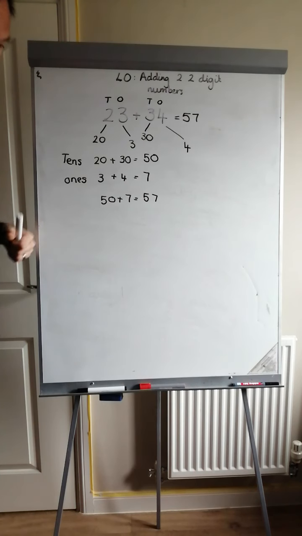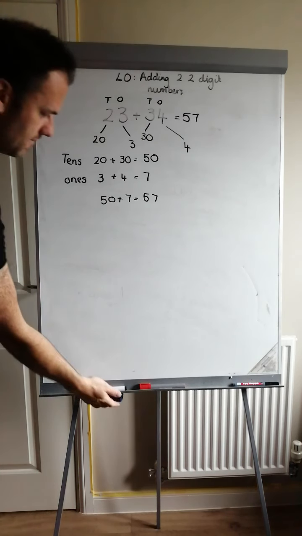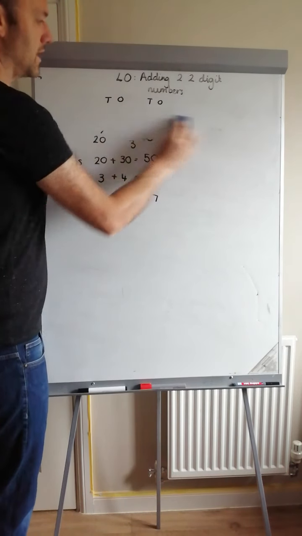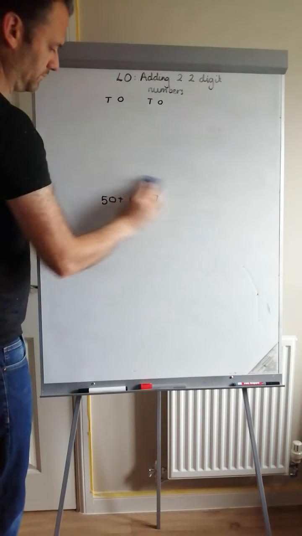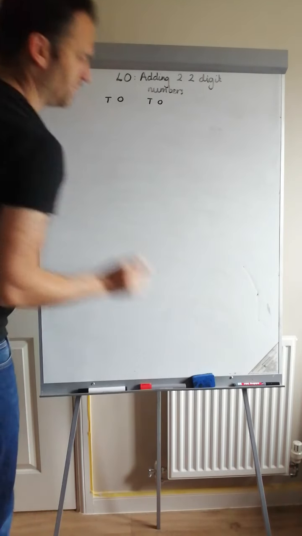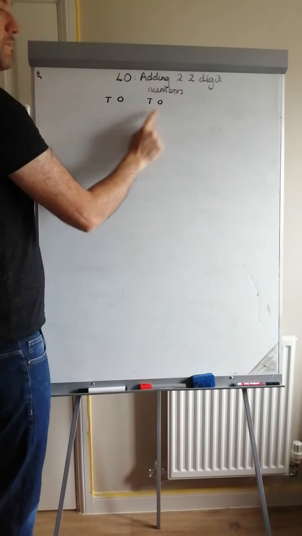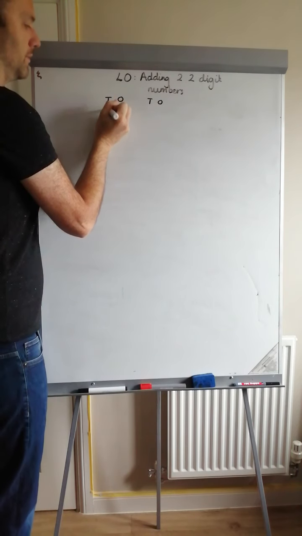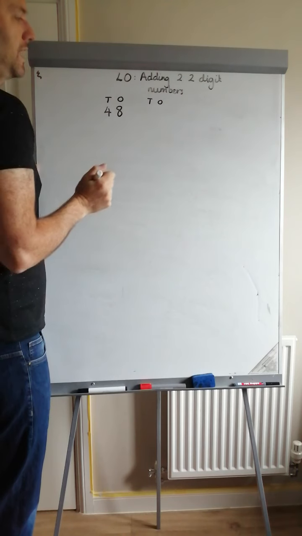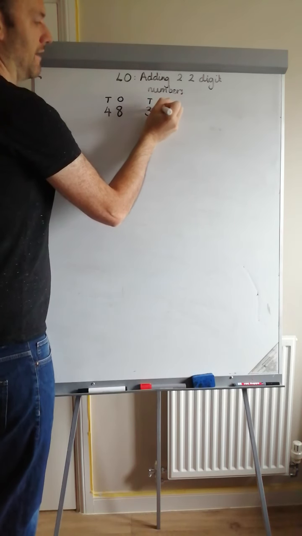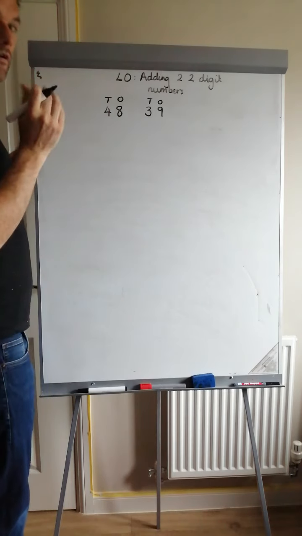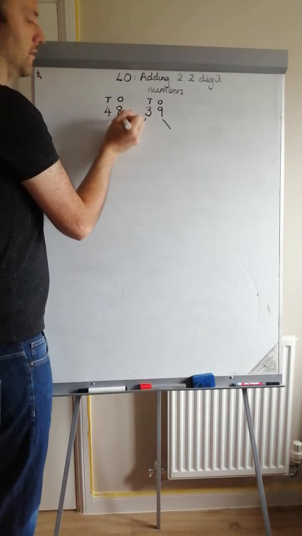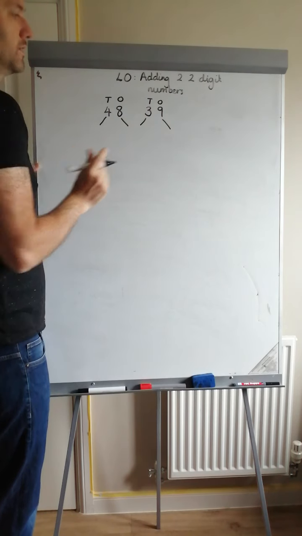Simple. Right, let's do another one and let's do it together. So you might want to pause the video as I'm doing this one. This one's going to be slightly different. Okay, I'm going to keep my tens and my ones up. This time we're going to have bigger numbers. We're going to have 48 and we're going to have 39. Same step to start with. Let's partition these numbers into tens and ones.